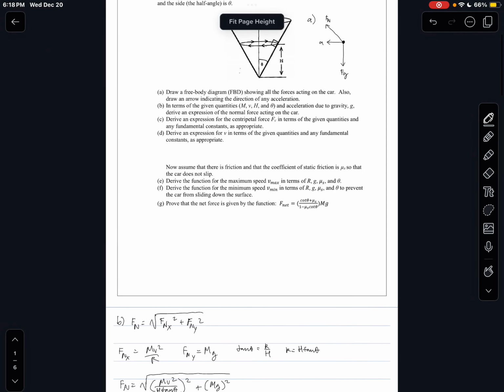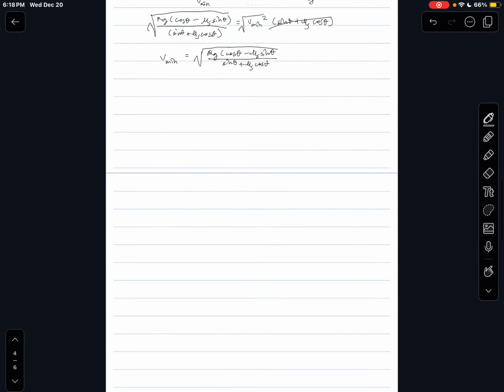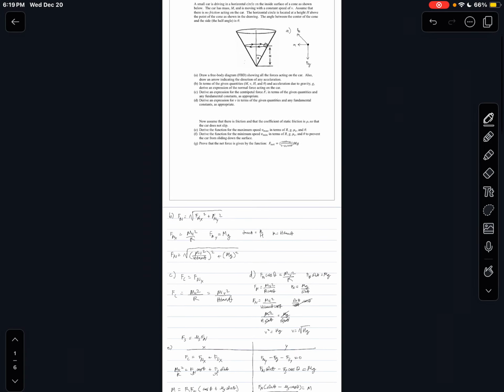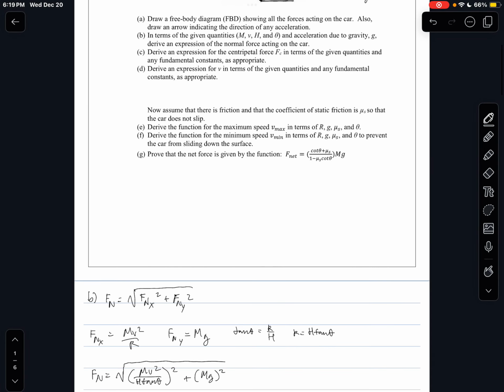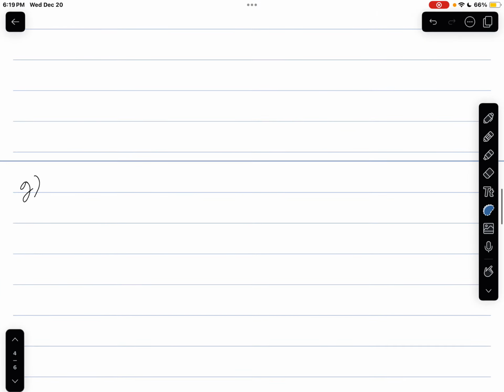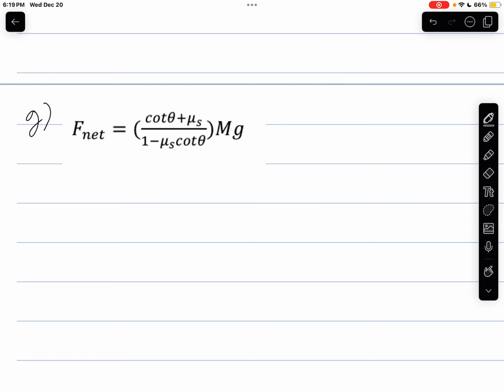Now for part G, it asks to find the net force given by the function. I should rewrite that so it's easier to see. So net force, can I copy and paste this? It's probably going to copy and paste the whole image. I'm not sure. Let's try. Oh wow, that is so cool.